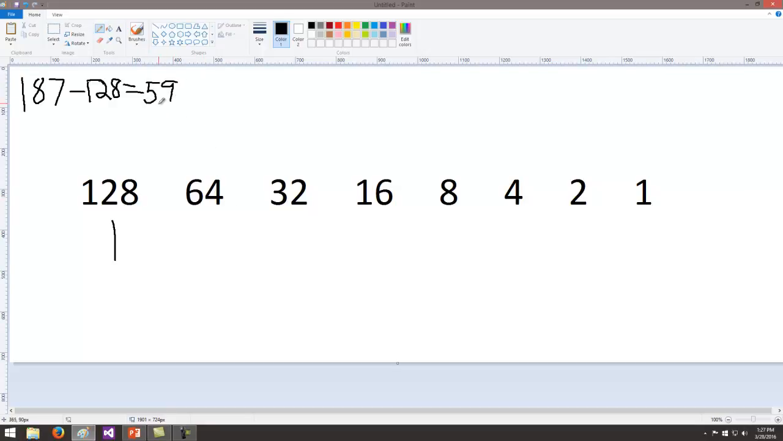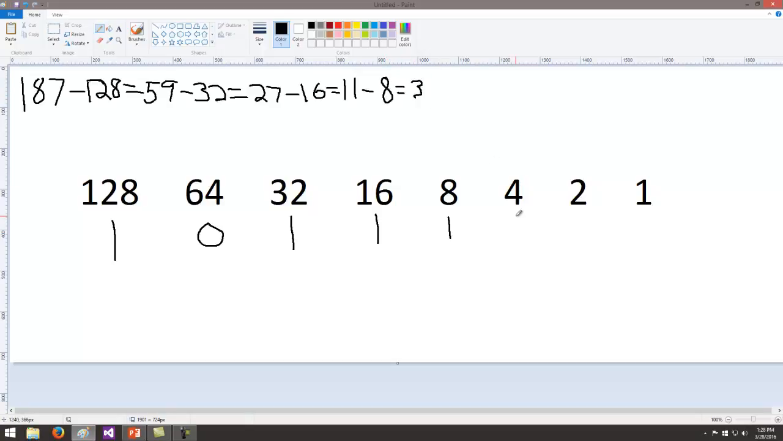So does 64 go into 59? The answer is 0. And then I move on. Does 32 go into 59? The answer is yes, so I put a 1. So 59 minus 32 gives me 27. All right, does 16 go into 27? The answer is yes. So 27 minus 16 equals 11. Does 8 go into 11? The answer is yes. So 11 minus 8 gives me 3.